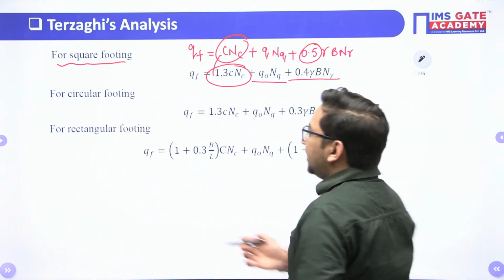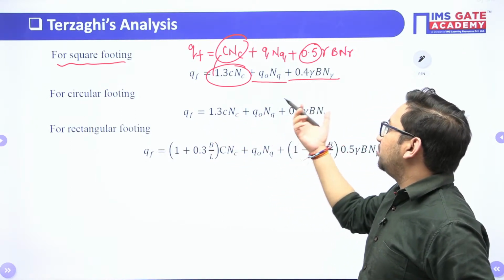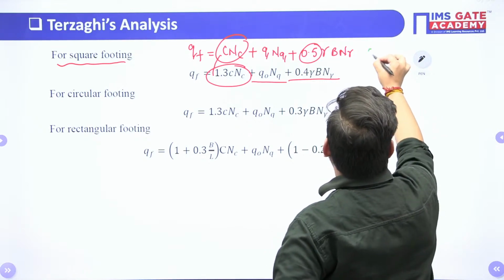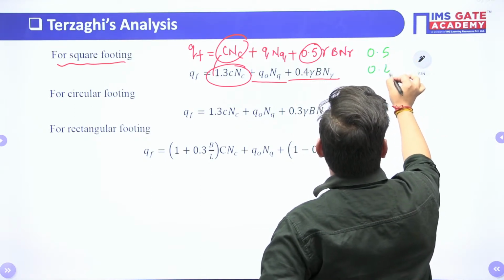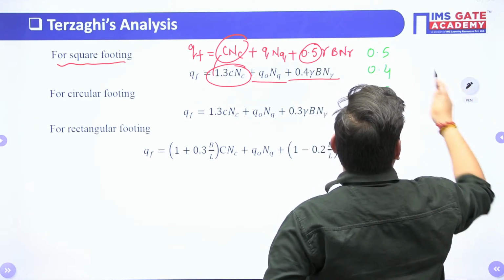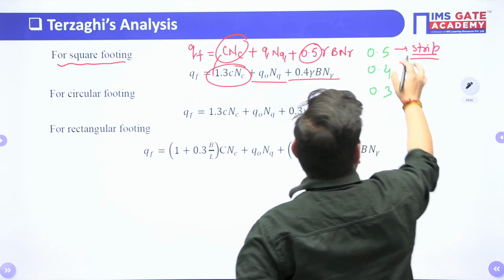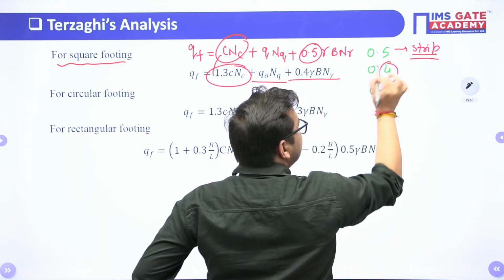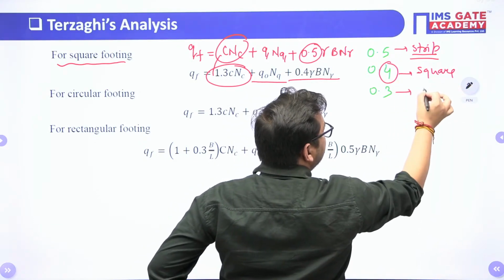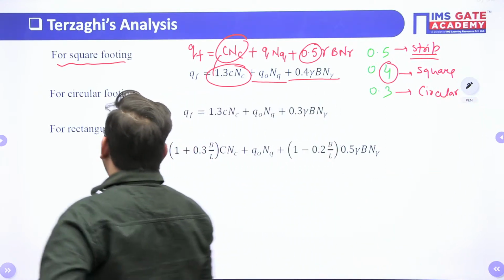Similarly, if there is a circular footing, this formula will change to 1.3 cNc plus qNq plus 0.3 gamma B N gamma. I have also given you the trick that you remember it like 0.5, 0.4, 0.3. Clear? We know that the first formula is for a strip footing. 0.4, remember it from 4. 4 is the square of 2, so this is for square footing, and this is for circular footing.